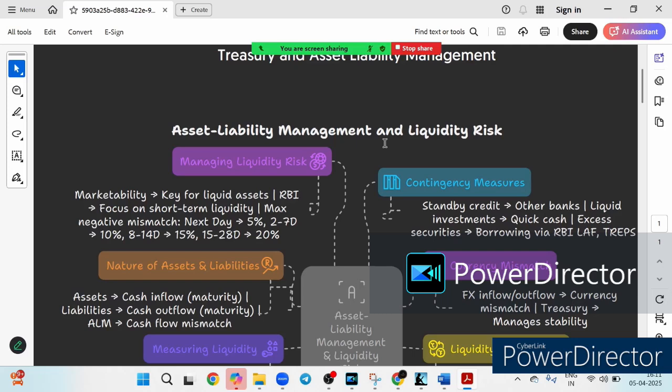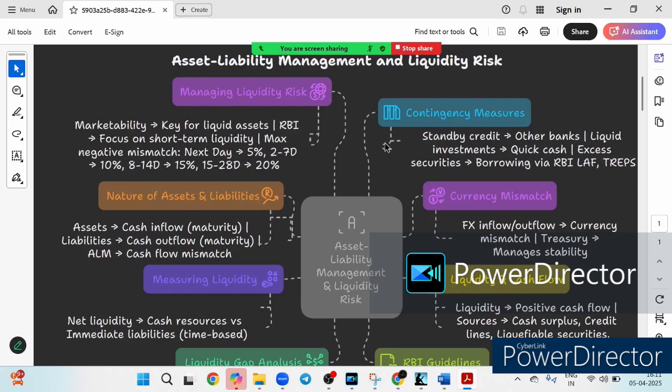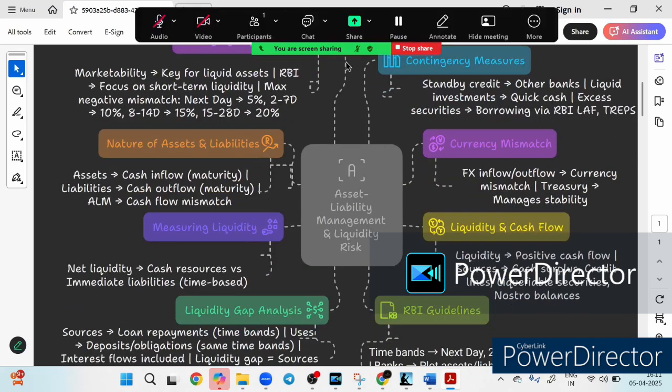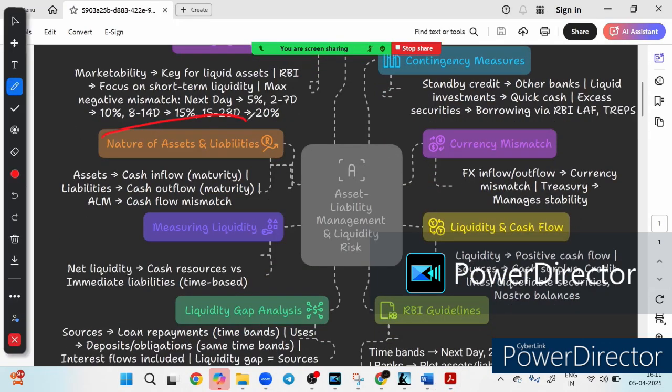And let's simplify a crucial concept in banking, called asset liability management and liquidity risk. Why does it matter? For banks, balancing their assets and liabilities is like walking a tightrope. A wrong step can lead to a liquidity crisis, but don't worry, I will break it down for you in the easiest way possible. First, we have the nature of assets and liabilities, on the left hand side. So what does it mean?